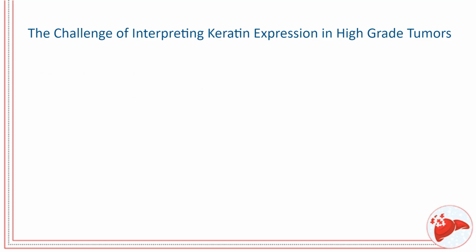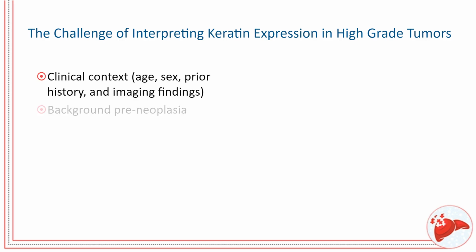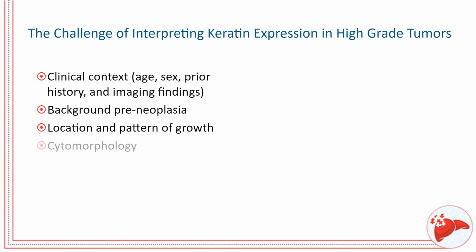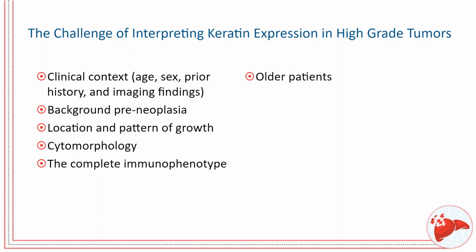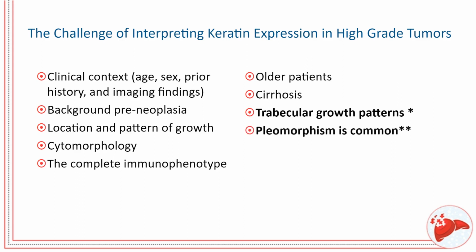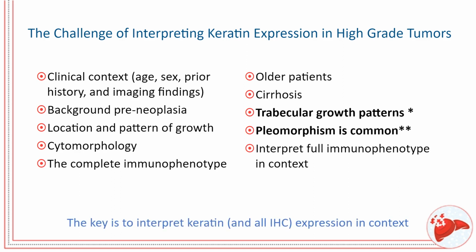It's important to pay attention to the clinical context, background neoplasia, the location and pattern of growth, cytomorphology, and the complete immunophenotype. Older patients are more likely to have carcinomas, of course, but not necessarily. Cirrhosis suggests HCC, which often has a trabecular pattern of growth, but can show other patterns of growth. Pleomorphism is very common in HCC, as I pointed out previously, and it's important to interpret keratin in the context of the full immunophenotype. And I emphasize this in blue at the bottom of the slide.